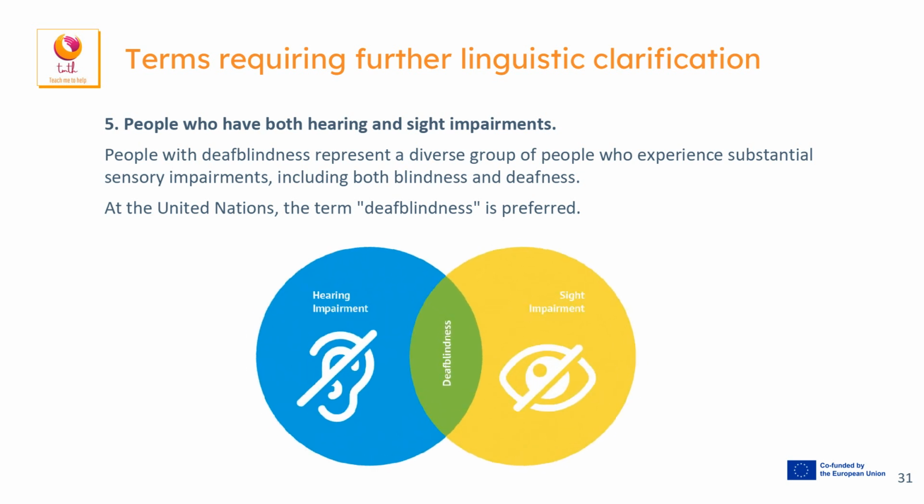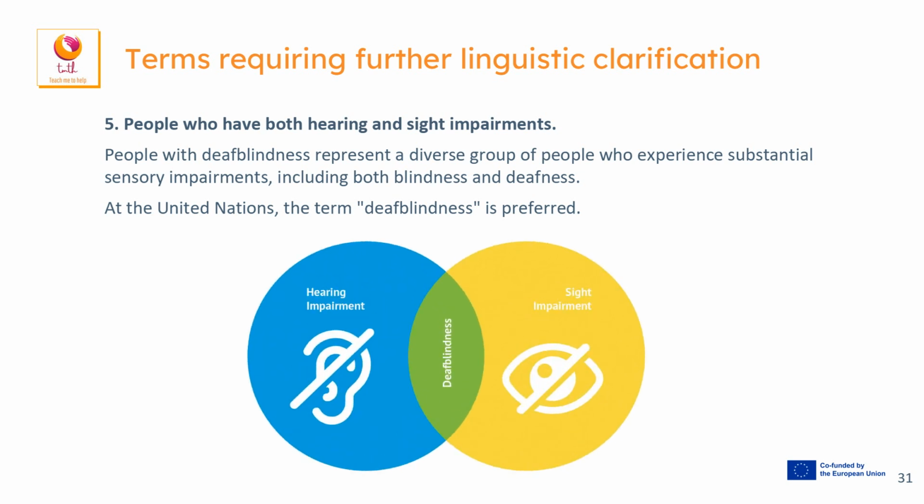5. People who have both hearing and sight impairment. People with deaf blindness represent a diverse group of people who experience substantial sensory impairments, including both blindness and deafness. At the United Nations, the term deaf blindness is preferred.